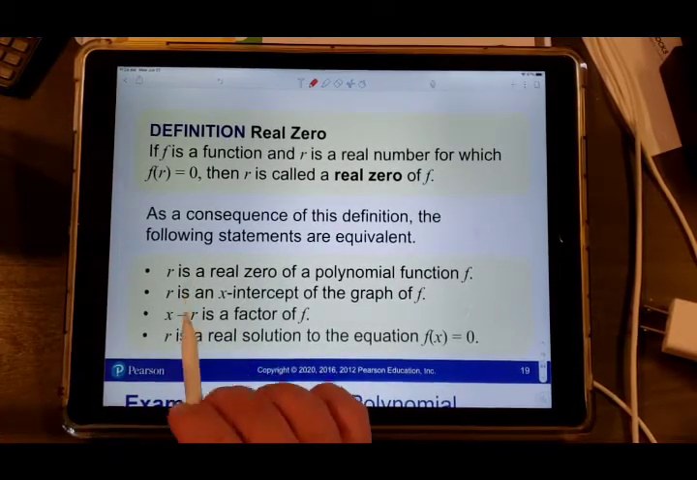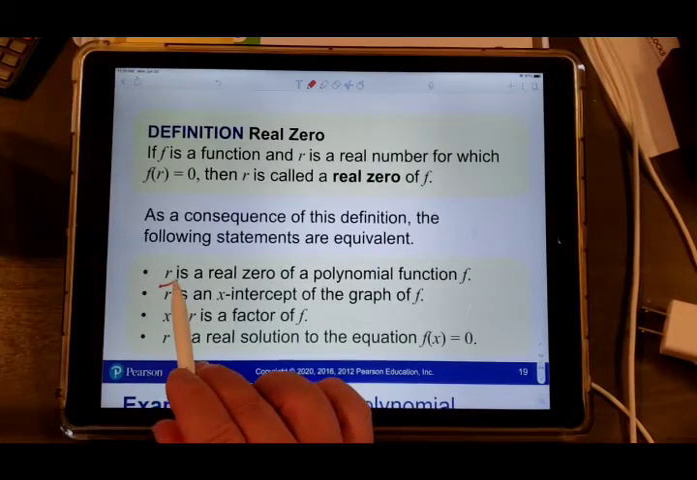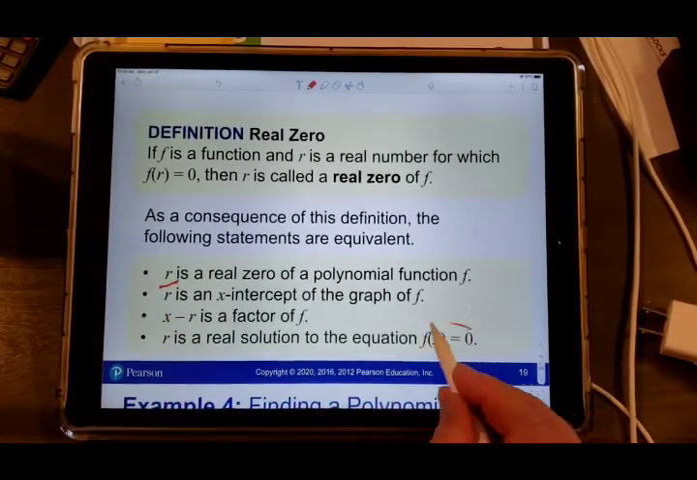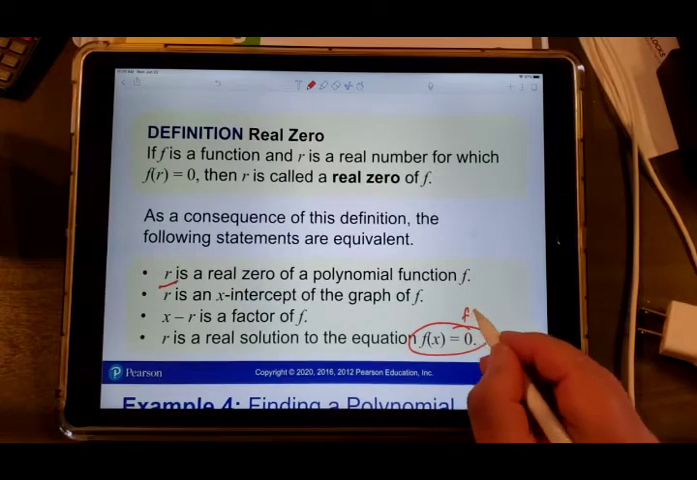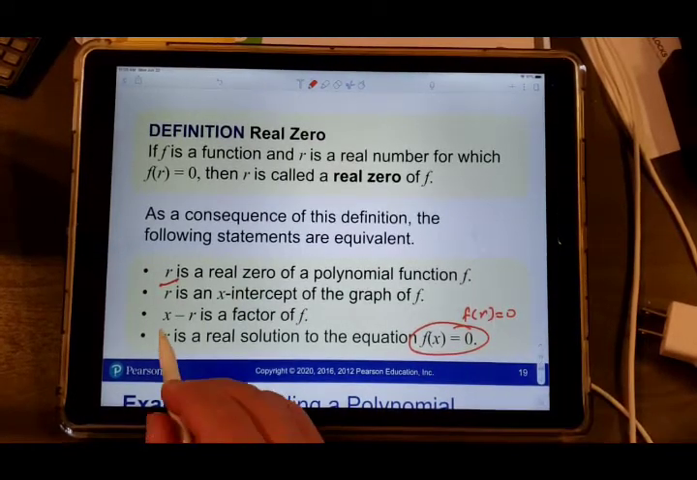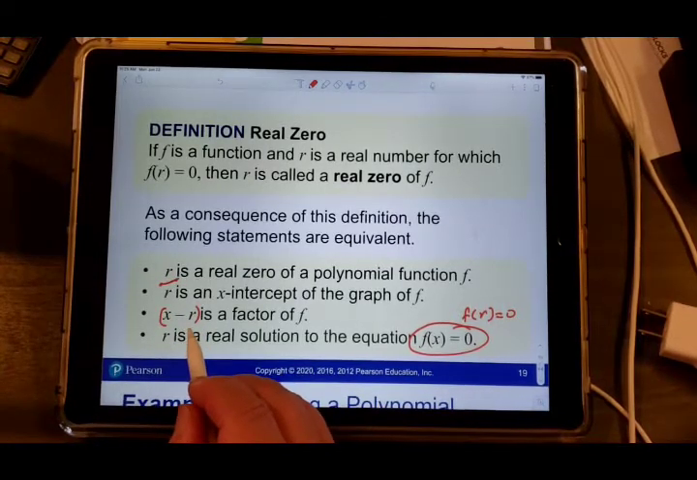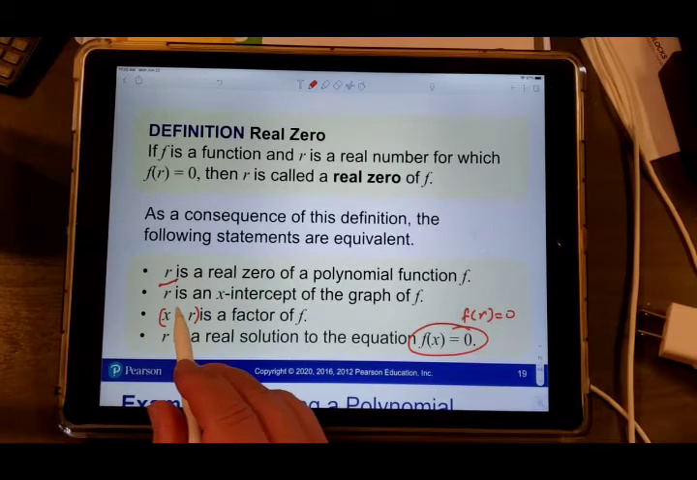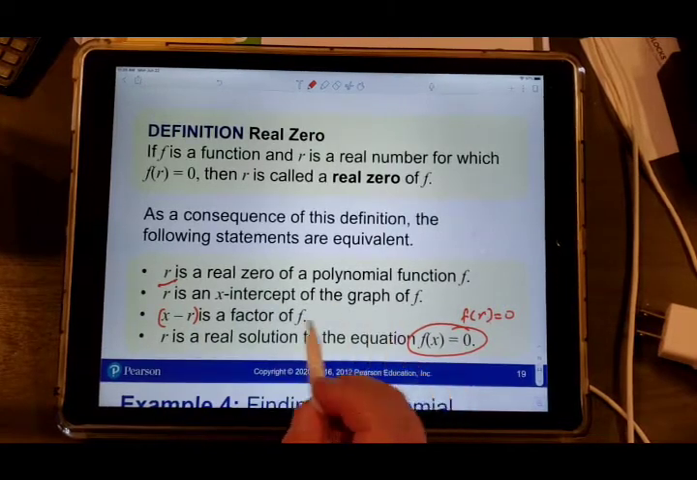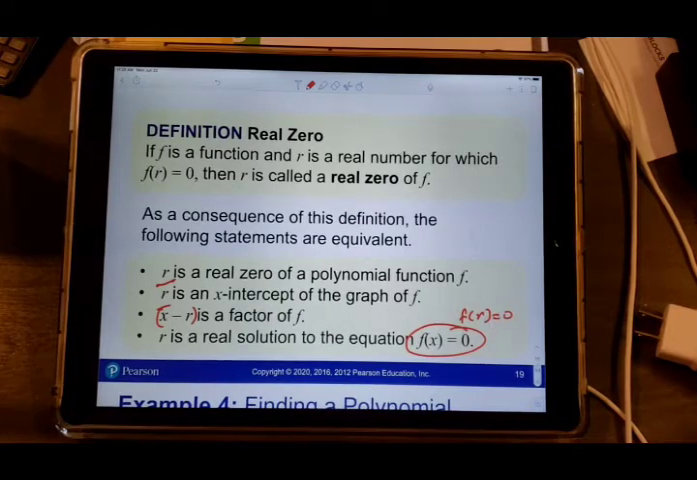All right, so all of these are equivalent. If r is a 0, that's the same as saying f of r is equal to 0. It's also, if you factor it, x minus r would be a factor. And it's also true that r is an intercept of the graph. So all of these are related. Some of these you're familiar with.